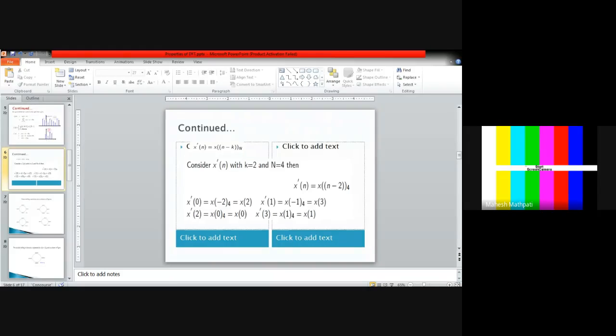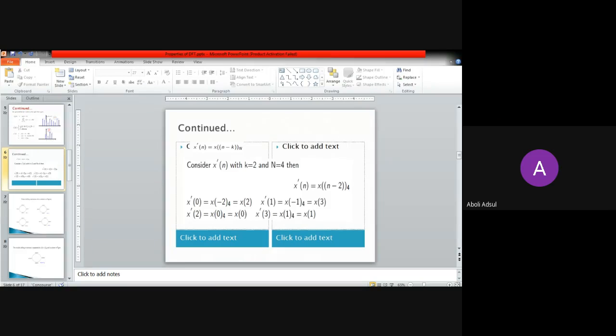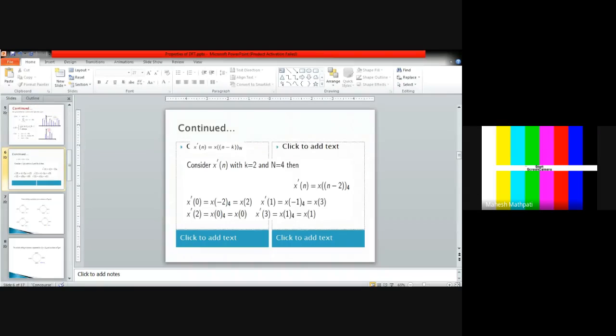Okay. Now what I have written is x dash of n is equal to x of modulo n minus k n. We wrote this equation. Only the PPT is visible, sir. Only the PPT is visible there? Okay. So I will stop this video.